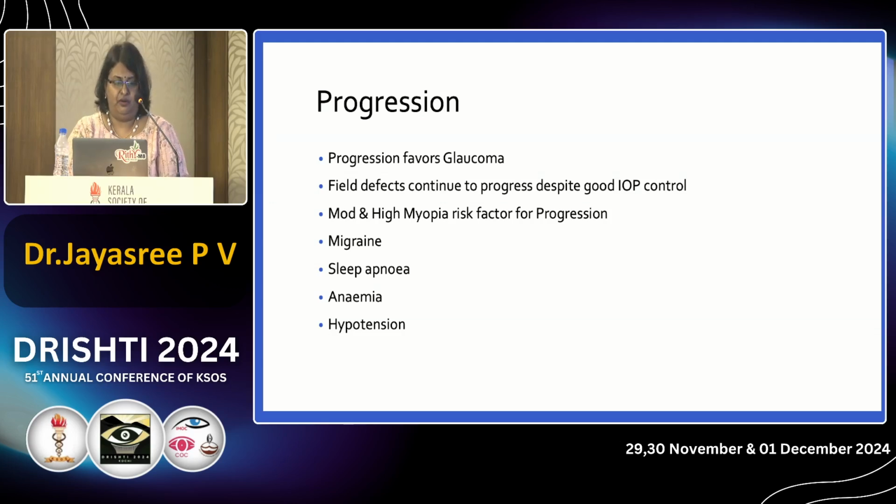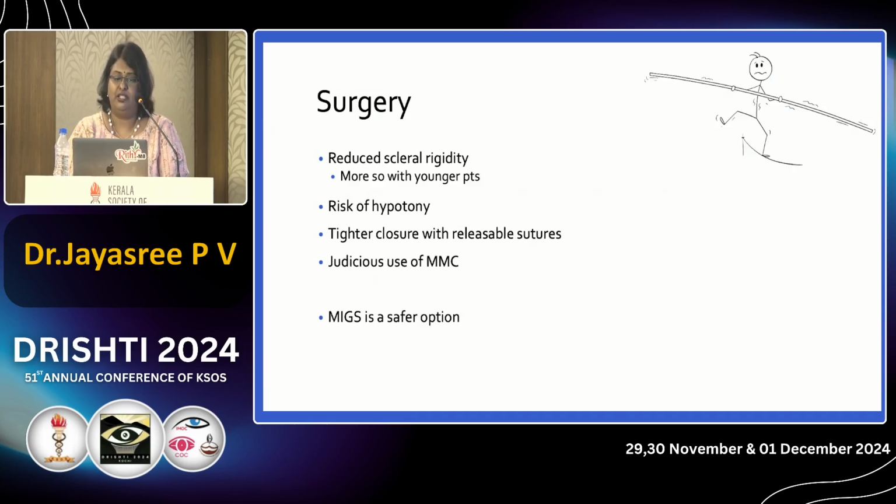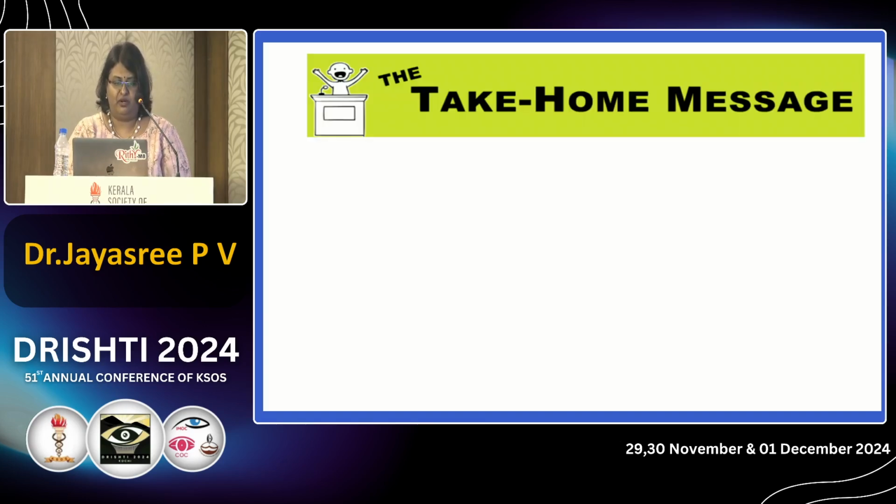Progression favors glaucoma. Field defects continue to progress in spite of good IOP control because of possible fluctuations. Myopia itself is a risk factor. Migraine, sleep apnea, anemia, and hypotension all add to the risk. Just a word about surgery. Hypotony is a major risk factor, so it's a tight balance between hypertony and hypotony. MIGS is a promising surgery because the flap is not involved.